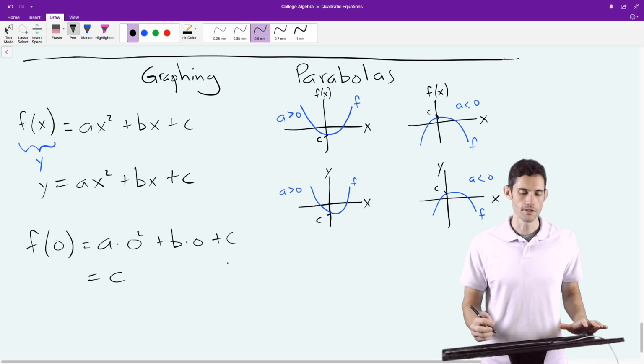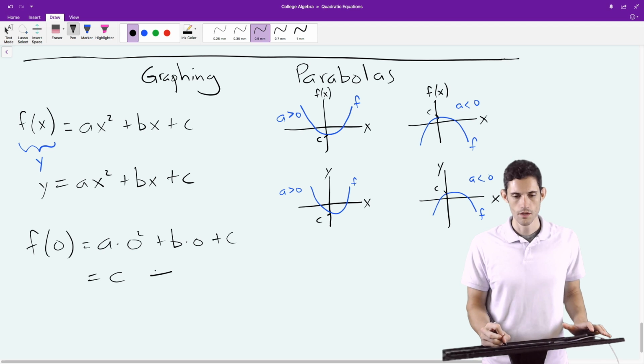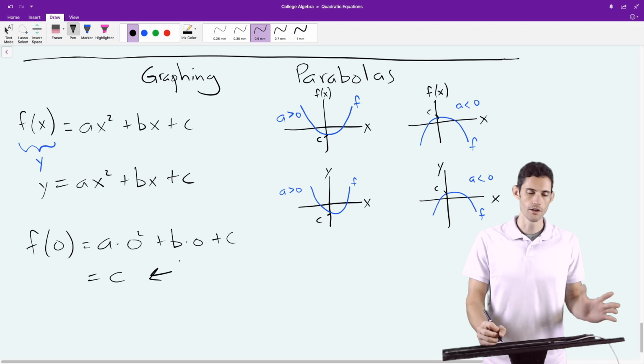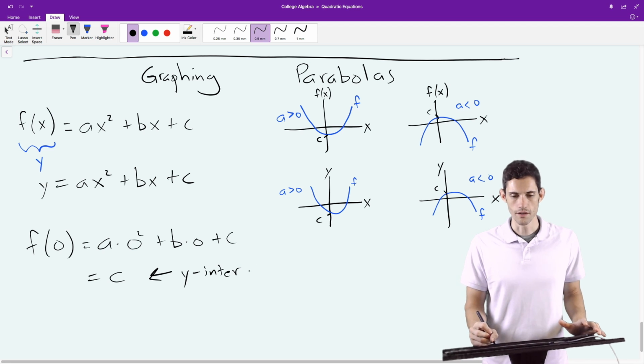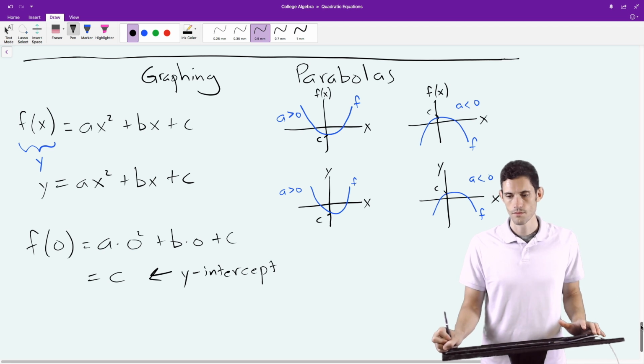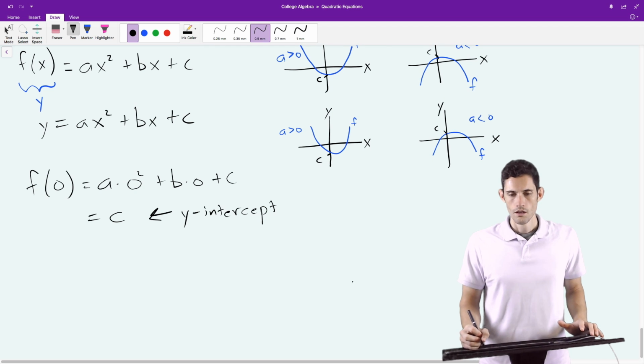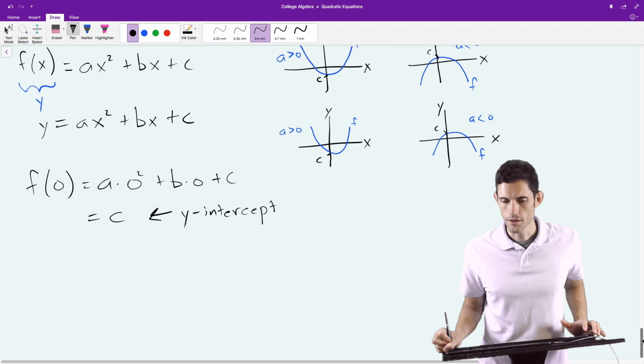Because it intercepts the y-axis there, that's called the y-intercept. And just like with linear equations, you set x equal to 0 to get the y-intercept. I mean, the y-axis is where x is equal to 0. That's the definition of the y-axis. So that's one easy thing you can do.